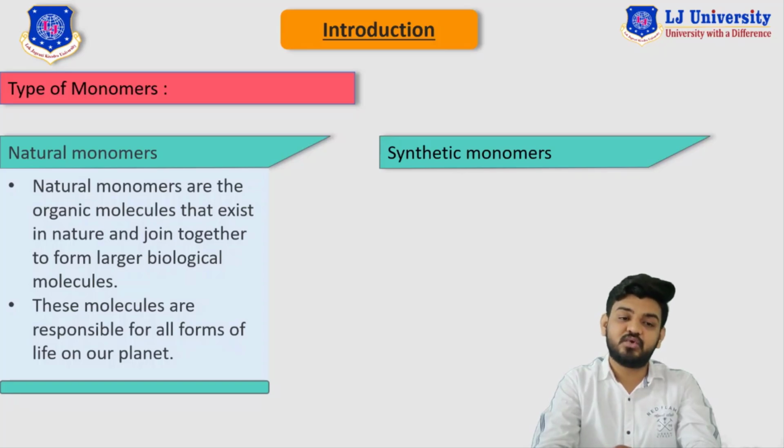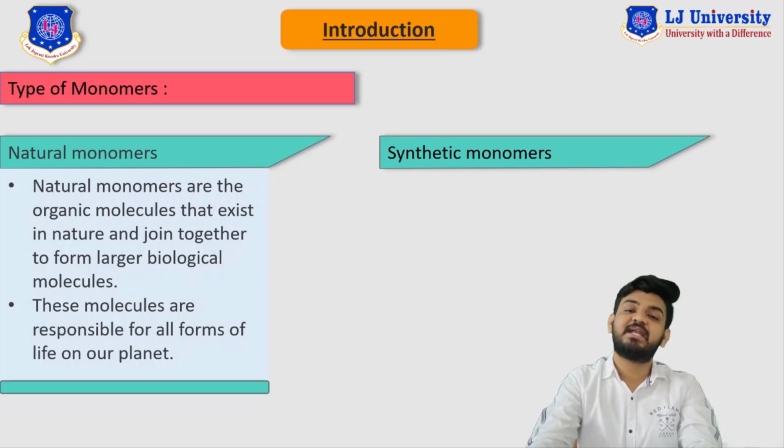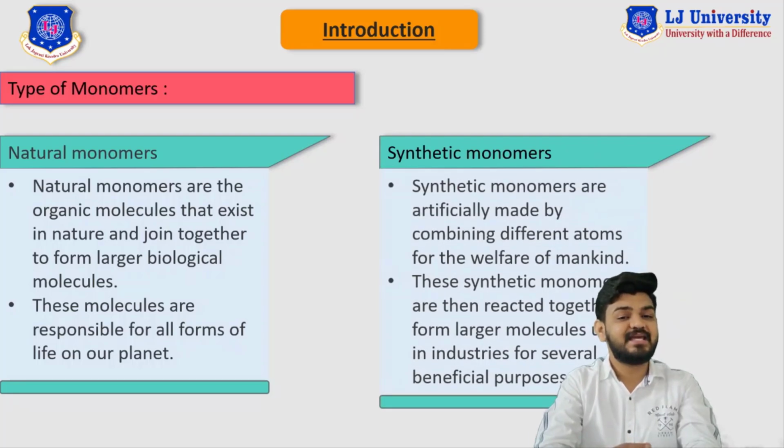So as I have told you, these natural monomers are responsible for life on our planet. Examples of natural monomers are DNA, RNA, different proteins and starch. Now let me introduce you to the synthetic monomers. As you can see on the screen, synthetic monomers are made artificially by joining different molecules for the benefit of mankind.